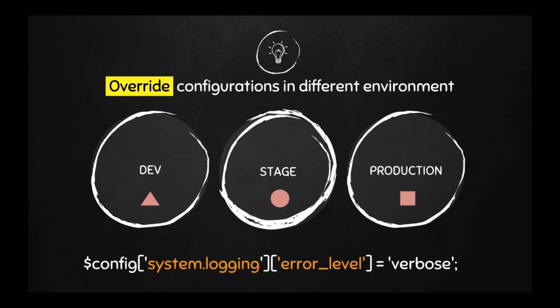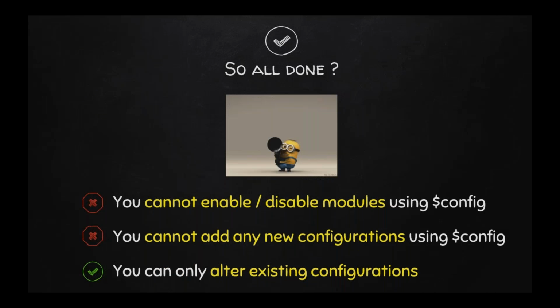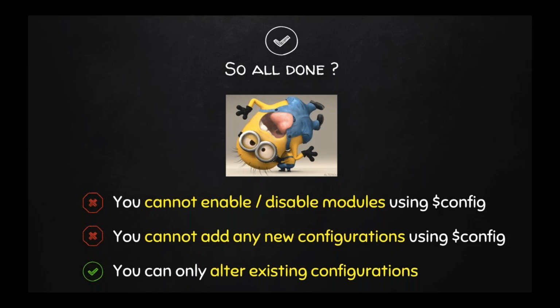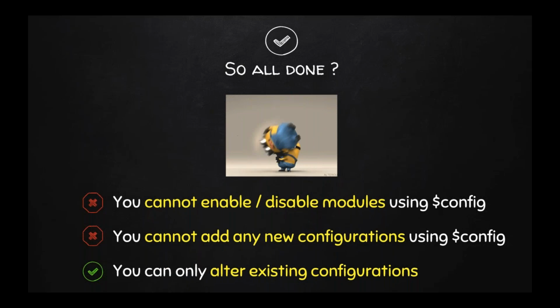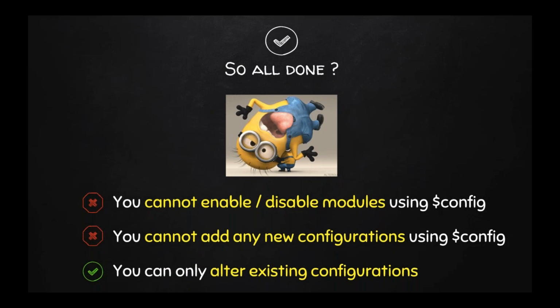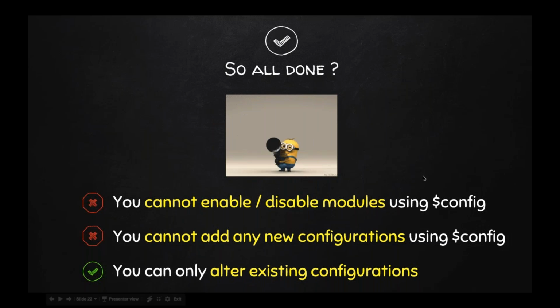But there are again some limitations. You can only alter existing configuration using the settings.php file. You cannot enable or disable modules using $config. Basically $config is an array which contains all your configurations, so using this method you cannot enable and disable modules. You cannot add any new configurations either, you can only alter them. So are we still on the same page?